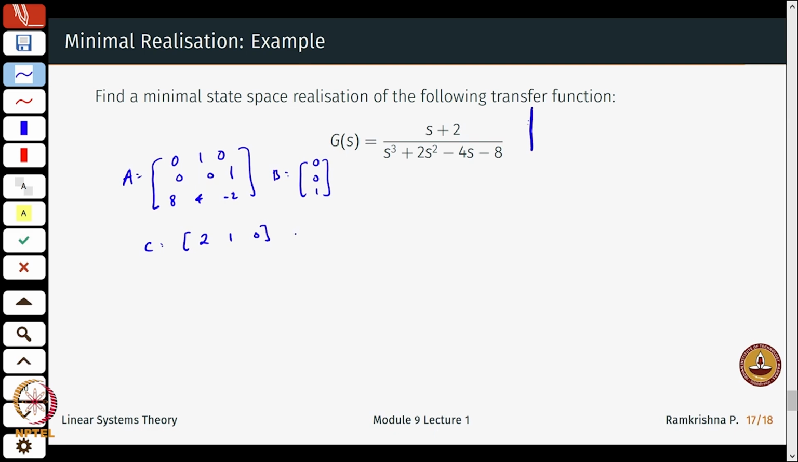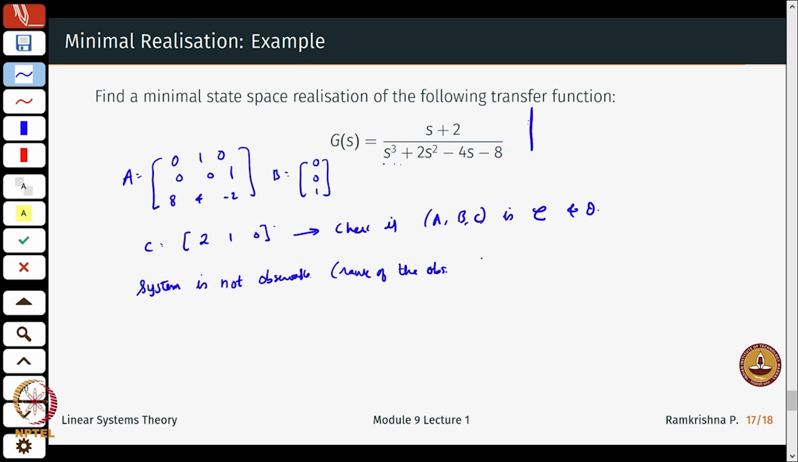Now, going back from the state space to the transfer function, I can realize this, but check if A, B, C is both controllable and observable. Then you can easily check that the system is not observable. You can just check from the rank of the observability matrix. And therefore, this is not a minimal realization.